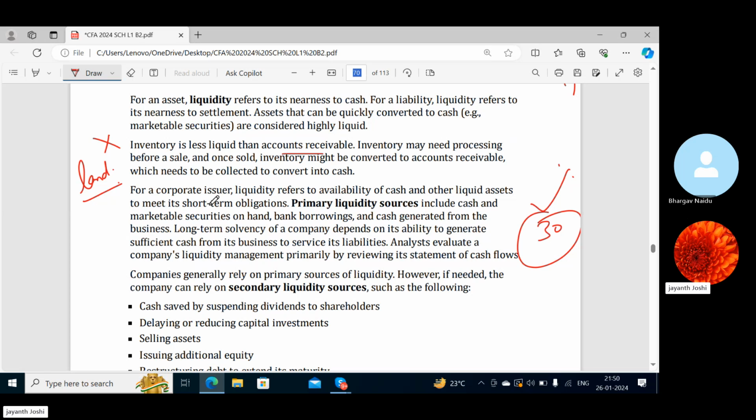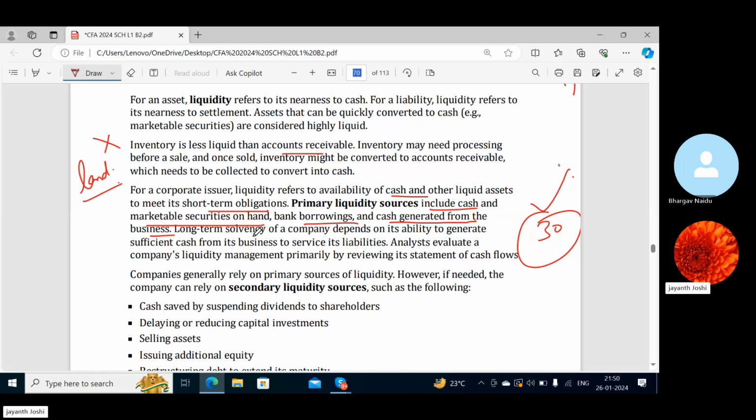For a corporate issuer, liquidity refers to the availability of cash and other liquid assets to meet its short-term obligations. So primary liquidity sources include cash and marketable securities on hand, bank borrowings, and cash generated from business. Long-term solvency of a company depends upon long-term liabilities, everyone knows, or long-term debts, right?